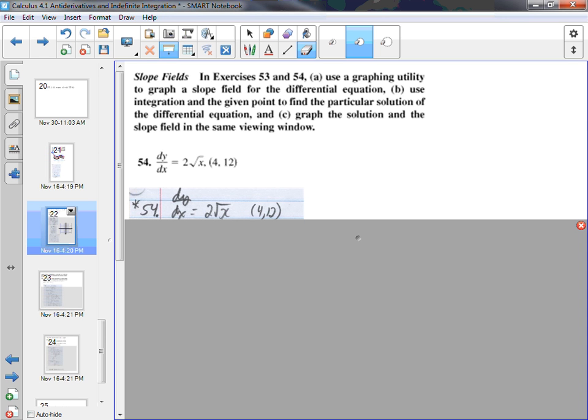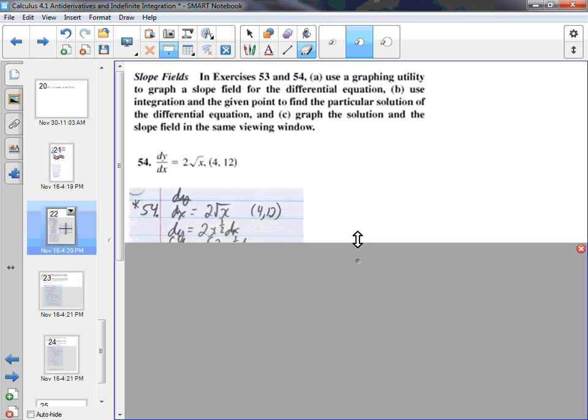All right? So here's the way I'm going to do 54. We're given that dy/dx equals 2 times the square root of x, and then our initial condition is that the point (4, 12) is on our graph. Well, we can solve this, so let's solve this. Multiply both sides by dx, and at the same time, I'm going to change that square root of x to an x to the 1/2.